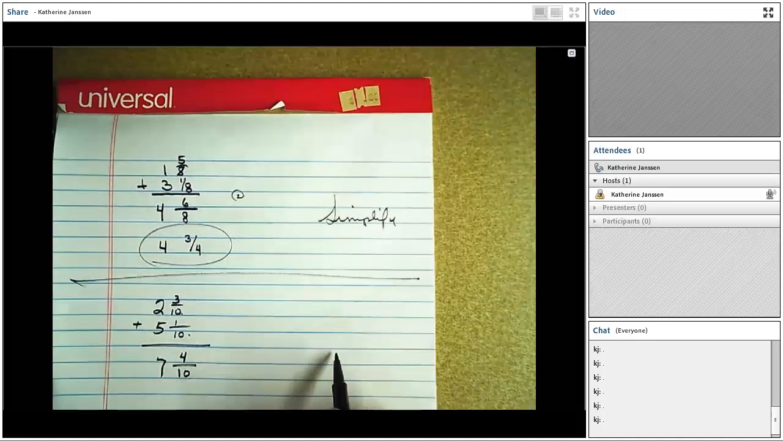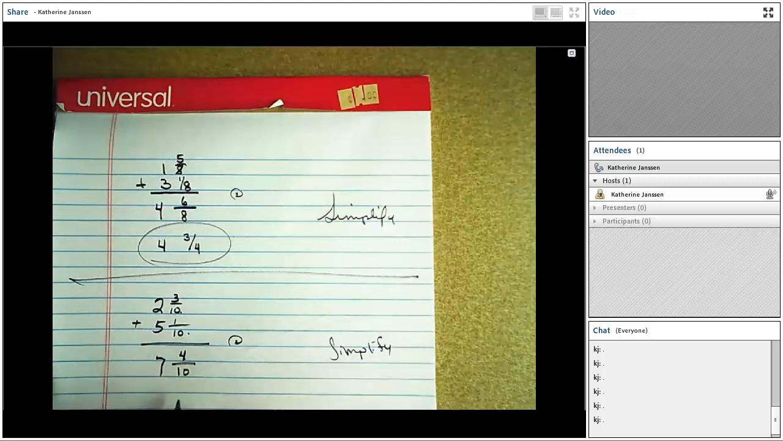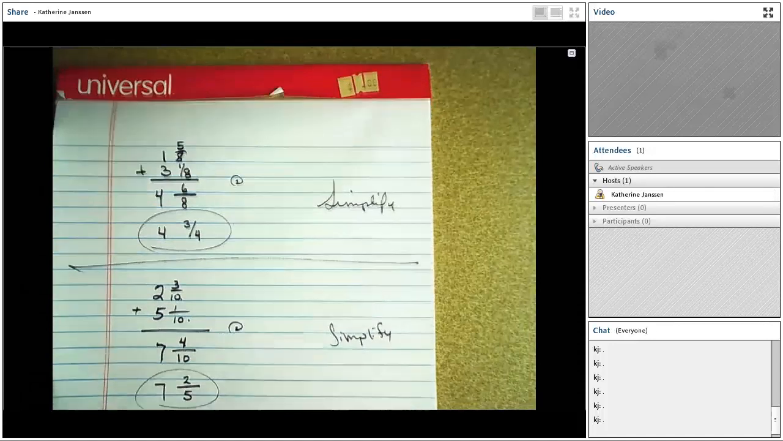But we're always going to simplify if possible by looking for another name for 1. And I see that 4 and 10 are even. I'm going to divide each by 2. 2 goes into 4 evenly 2 times, and 2 goes into 10 evenly 5 times. And bring down your whole number, 7 2/5.